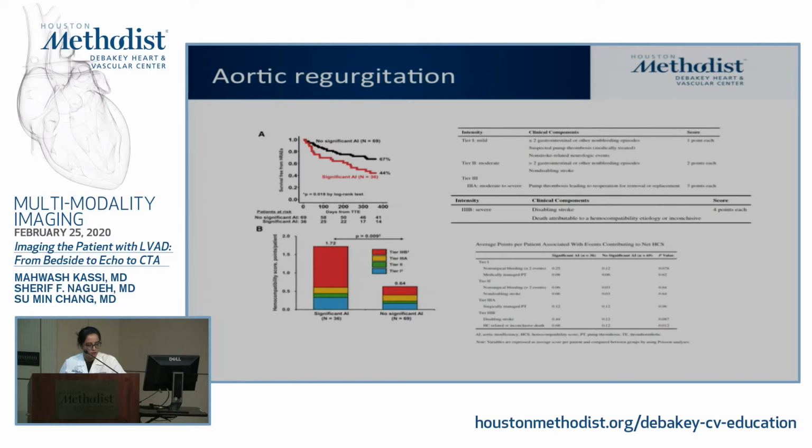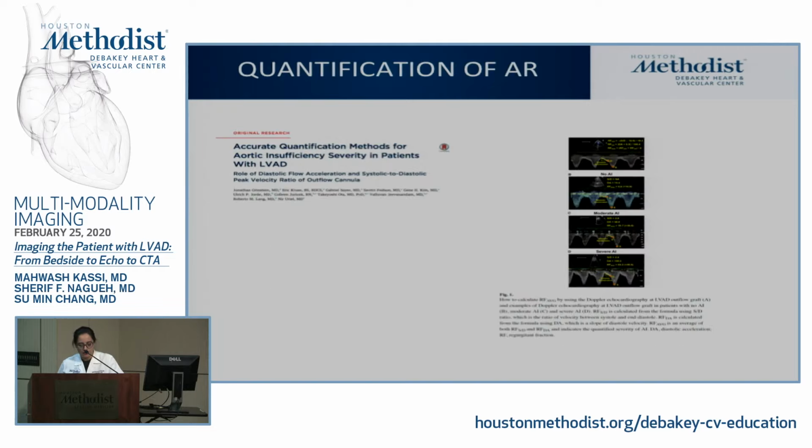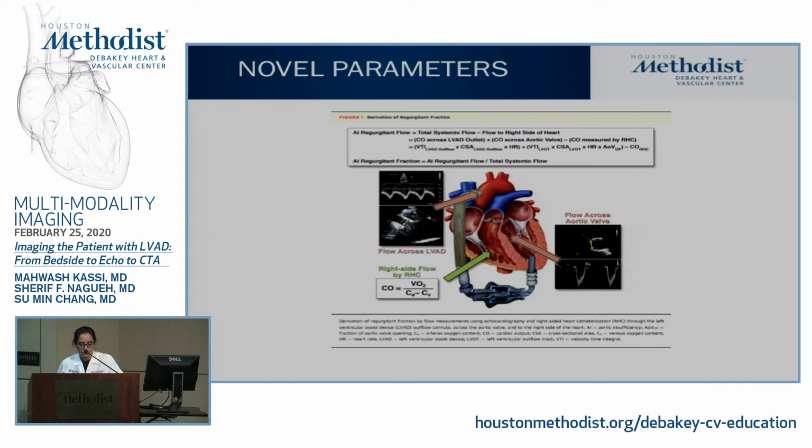This is again one of the tables. I don't think it's showing too well. I'm sorry about that. But how do we quantify aortic regurgitation? That's important. So there's only one group that has looked into that, where what they did was they used gold standard of difference between cardiac output quantified by right heart cath versus LVOT TVI across the LVAD outflow cannula. And the difference between that was considered to be aortic regurgitation.